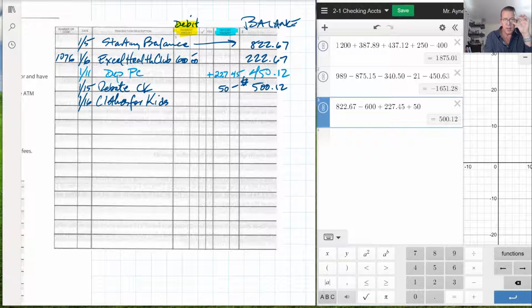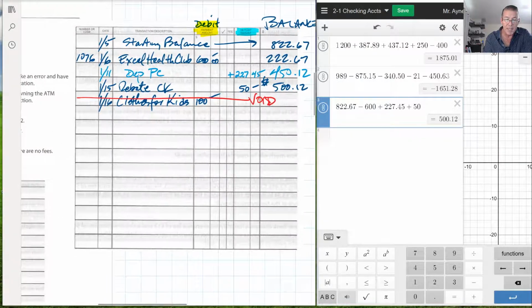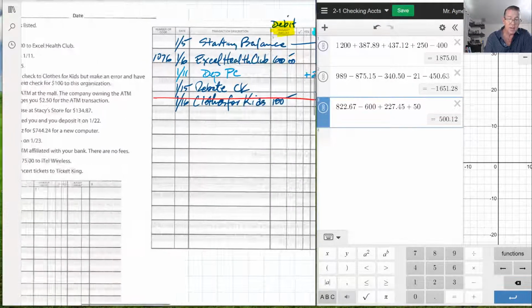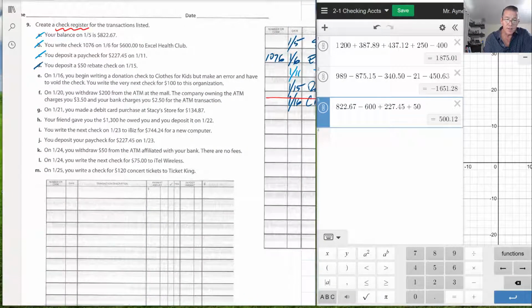You have to write a check in pen. But if you make a mistake, whether it's in the numerical part or the description part, you have to void it. So we're going to void this check, which means we're not going to use it, but we're going to keep track of it, because in your checkbook you've got to keep track of these things.